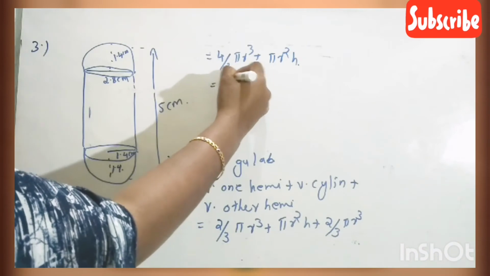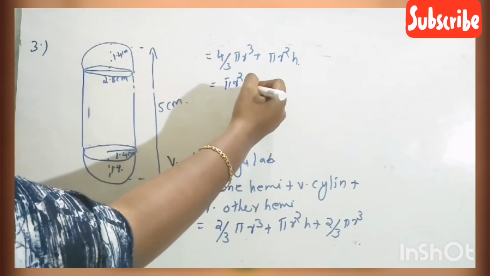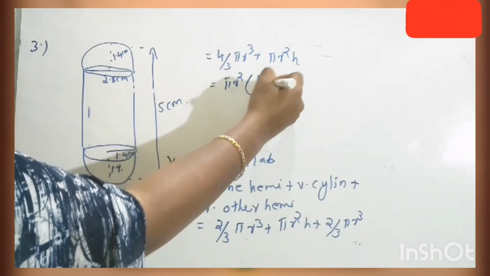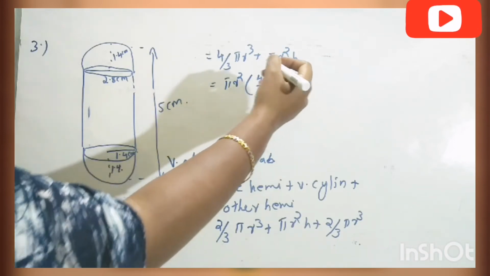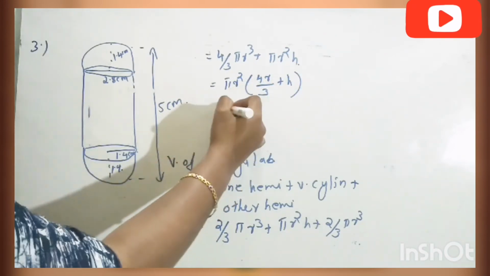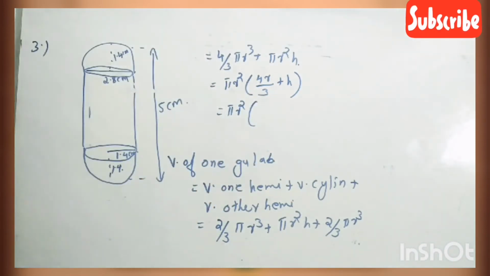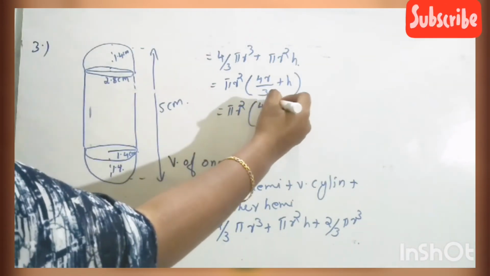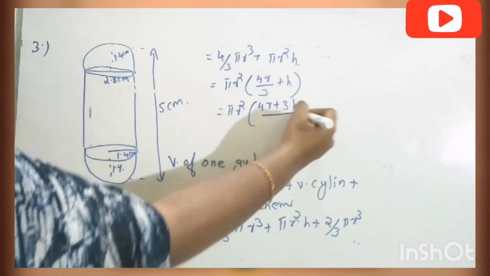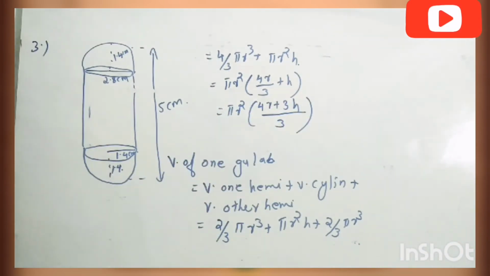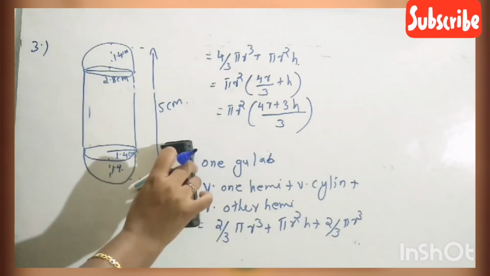In this, pi r square is common, just take it outside. Then the first term 4r by 3 will remain, and the second term h will remain. This is pi r square into, just take the LCM, that is 4r plus 3h divided by 3. Now just substitute the values.